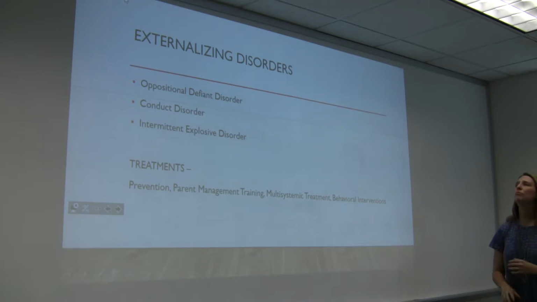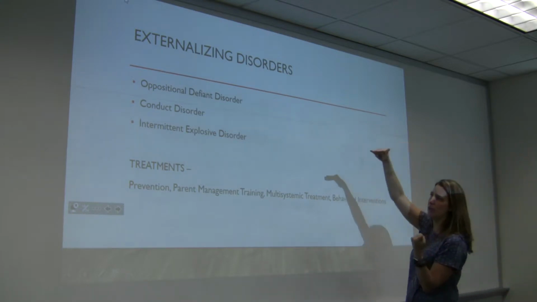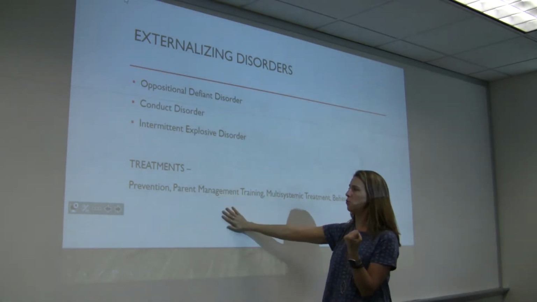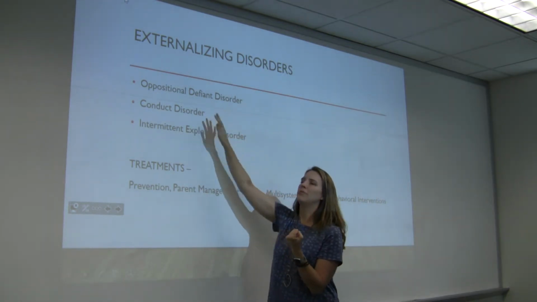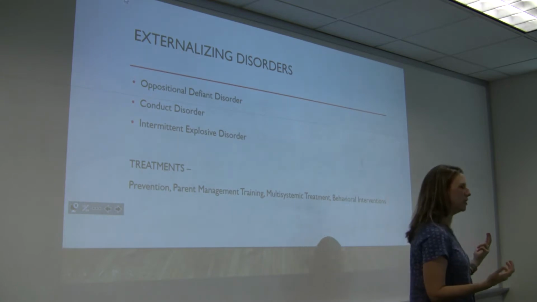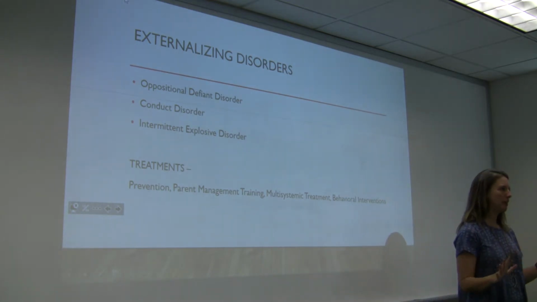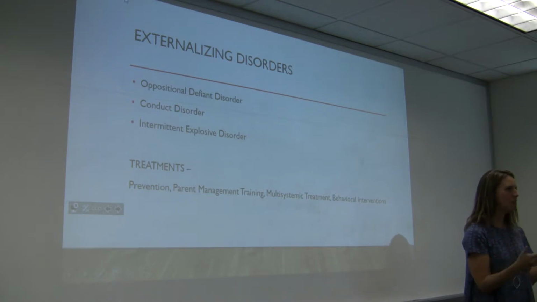Okay. Then I've kind of categorized things next into terms of externalizing disorders versus internalizing disorders. So when we talk about externalizing disorders, we're looking at things like oppositional defiance, conduct, and intermittent explosive disorder, right? So these usually have a path, a progression. And it's not everybody. So I don't want you to freak out if your nephew's diagnosed with ODD, right?